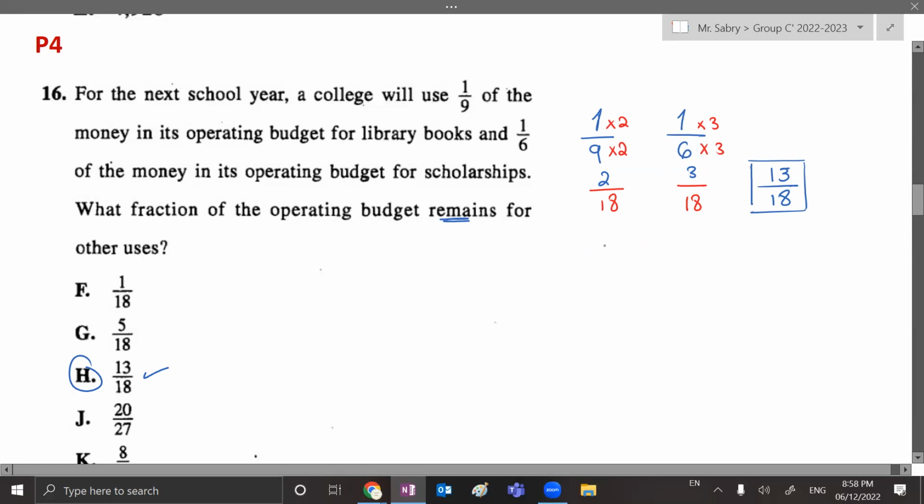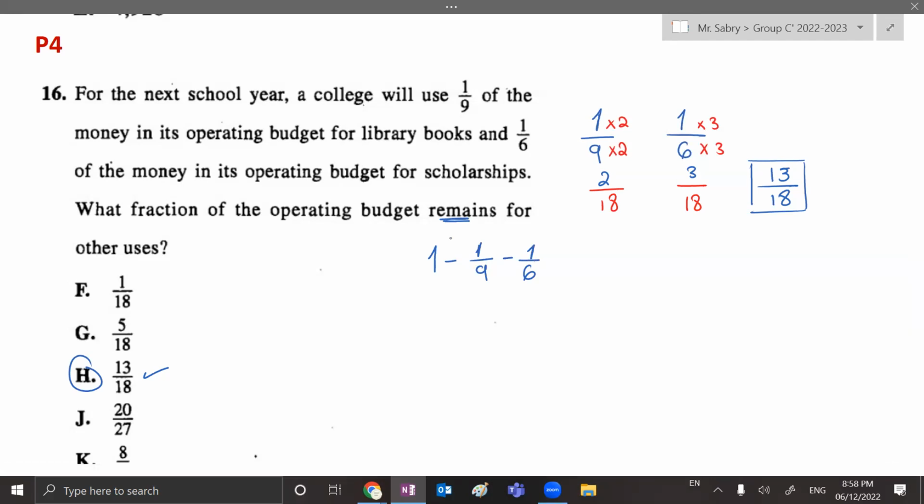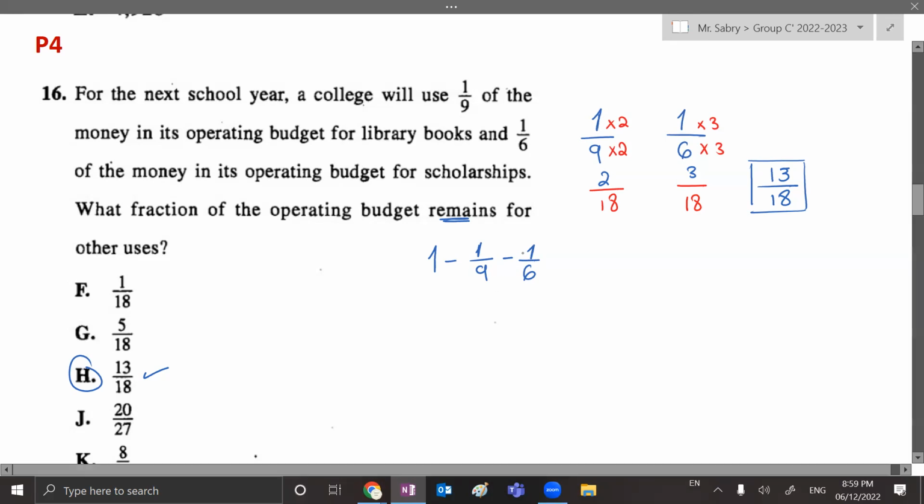One other way to do this is you can just multiply in a calculator, 1 minus 1/9 and 1 minus 1/16, because the complete budget, the full fraction, will be 1. So 1 minus 1/9 and 1 minus 1/16 will give you the same answer, 13/18. Does that make sense to all of you?